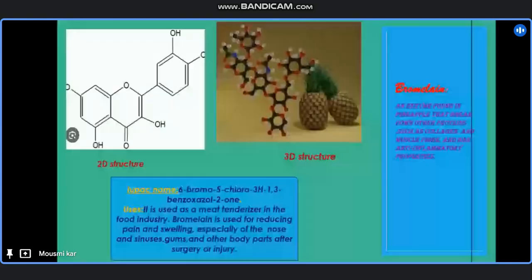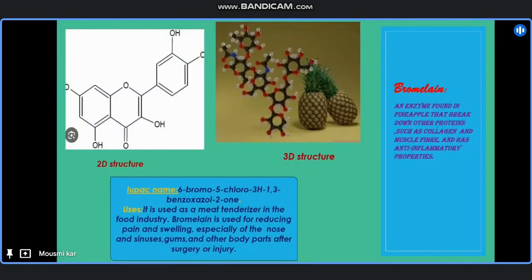So the next compound is bromelain, an enzyme found in pineapple that breaks down proteins such as collagen and muscle fiber and has anti-inflammatory properties. Collagen is the most abundant protein in our body. Muscle fiber helps to control the physical forces within the body. An anti-inflammatory is a drug that is used to reduce inflammation such as redness, pain, swelling, etc.